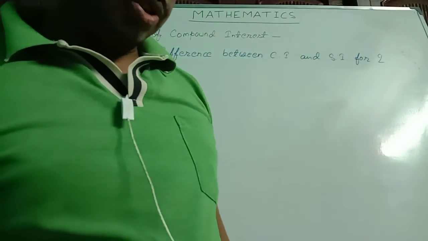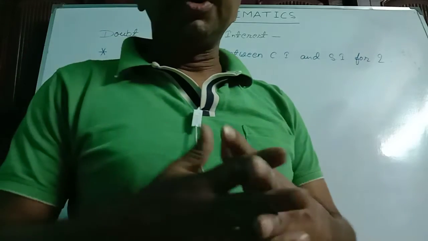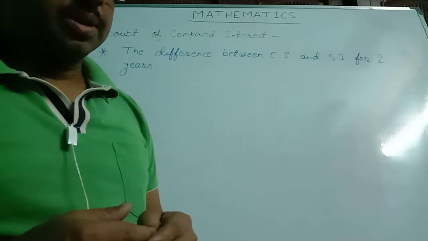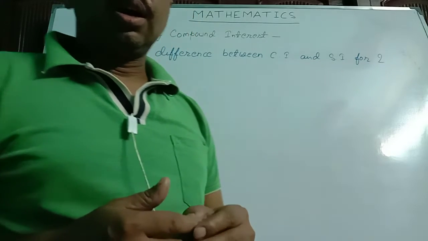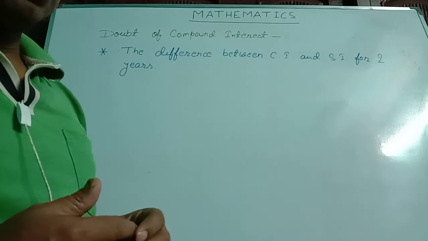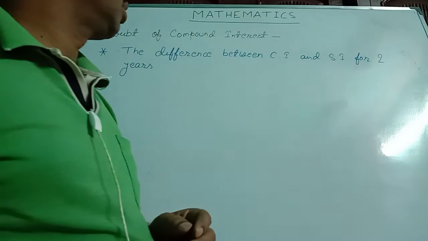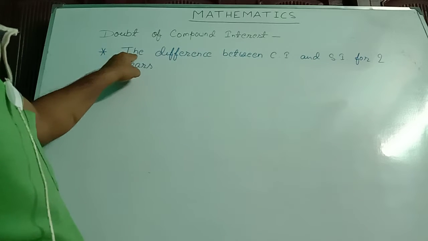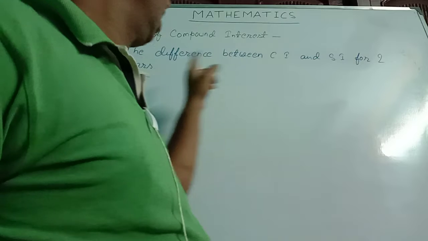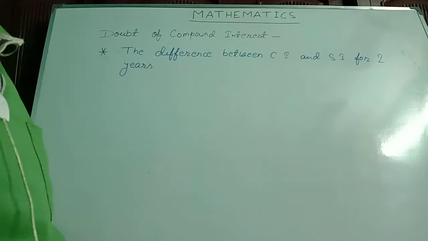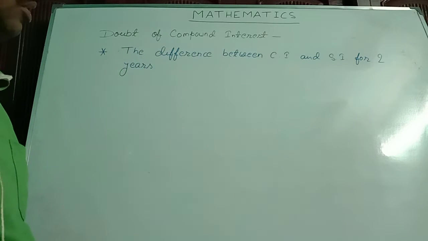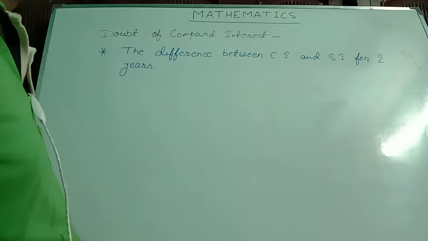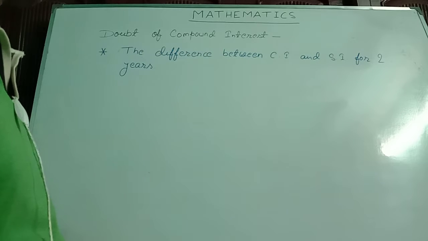You have written one test that was from compound interest. As per your result and your answer, I observed that you had done a common mistake in this topic: the difference between CI and SI for 2 years. So today we are going to discuss this doubt of compound interest.